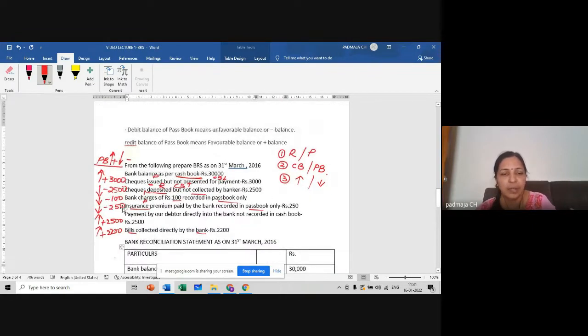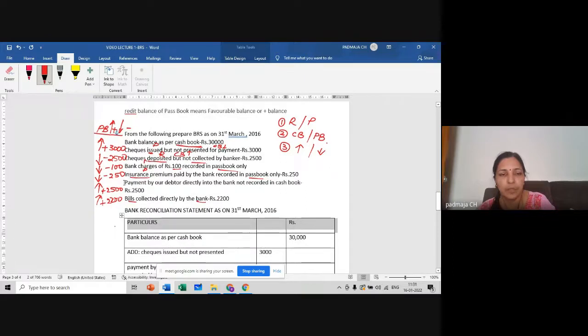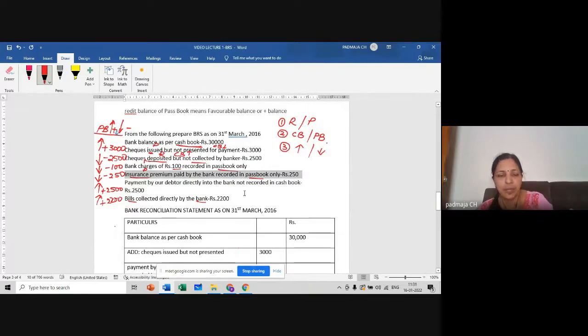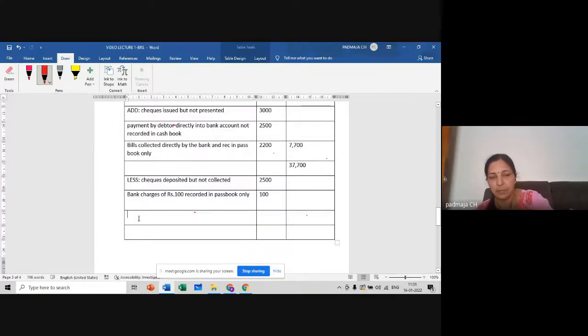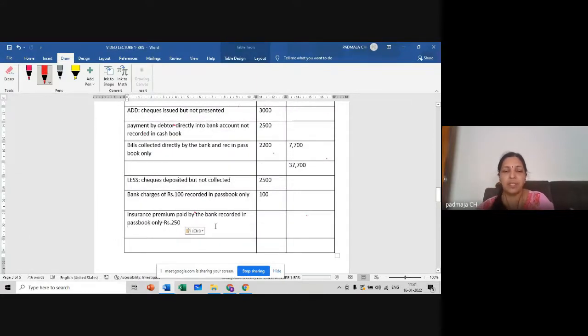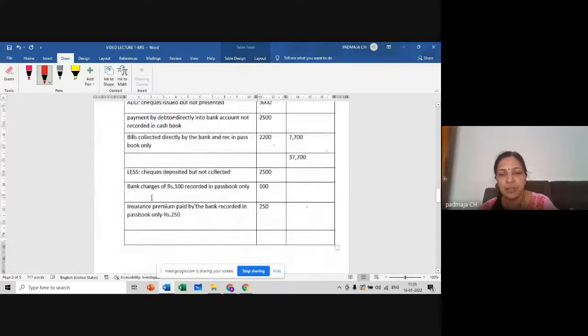Insurance premium paid by the bank. I'm trying to paste it here as a less item. Insurance premium paid by the bank, recorded in passbook only, 250 rupees. That's it, guys. Any more? Three less items we have, three add items we have. We are done with it.